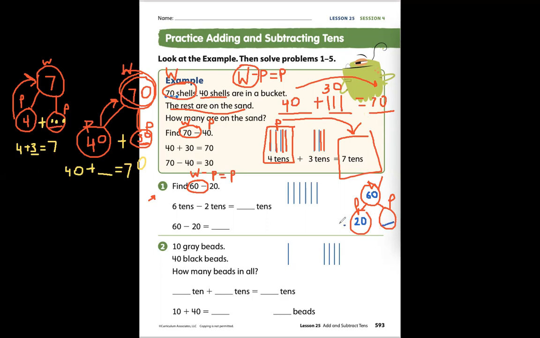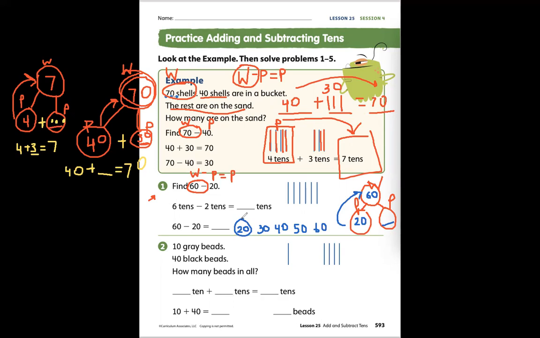We can count on from the part we know up to the whole. We could also make a number line if we wanted to. We could count by tens. So we could start at 20, 30, 40, 50, 60. And count by 10.